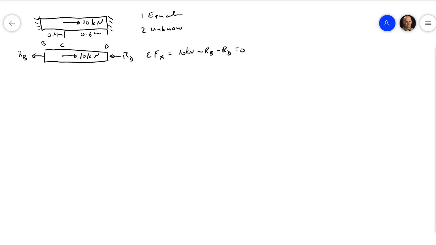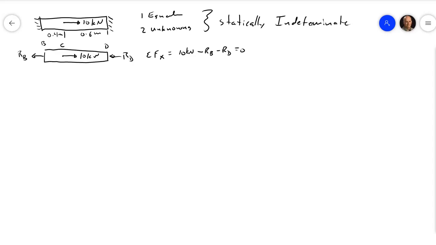you may recall from statics, this is called statically indeterminate. And now that we can analyze forces and deflections, we have tools to solve these types of problems.